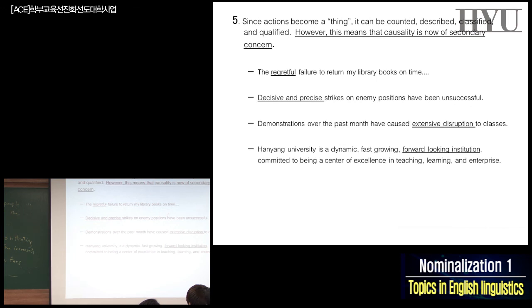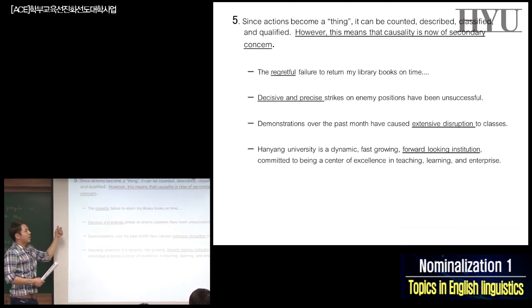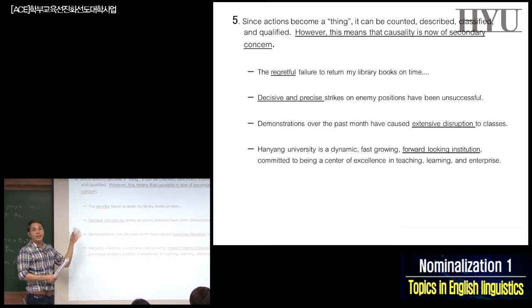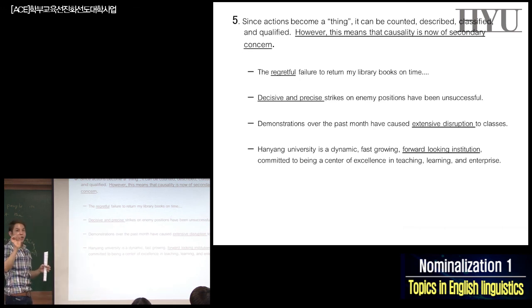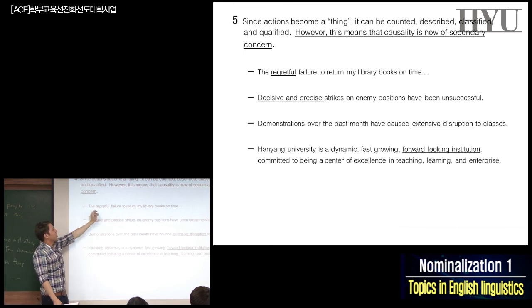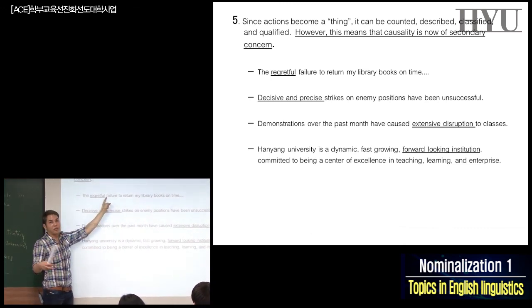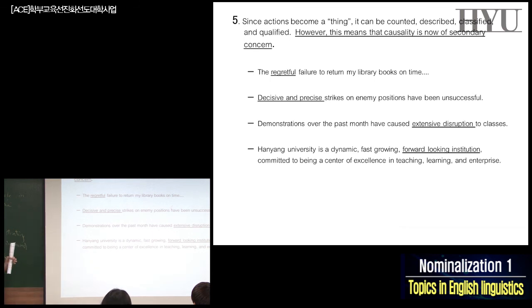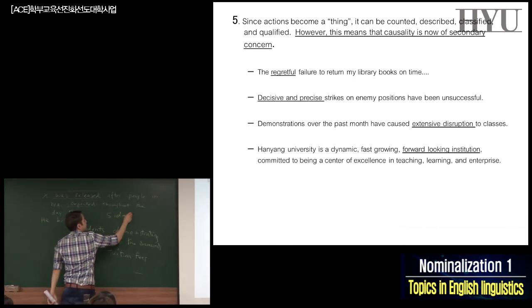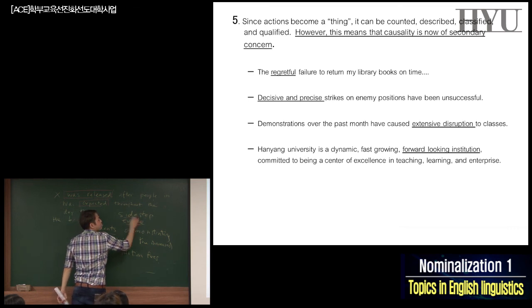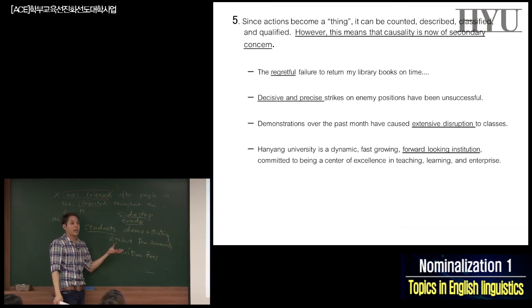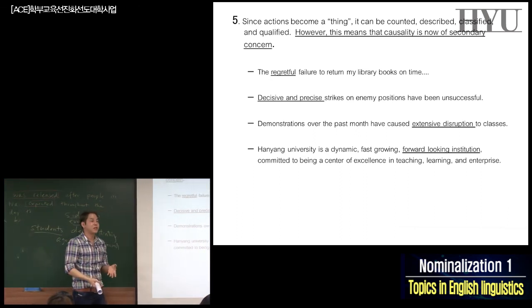Okay? And since actions can become a thing, it can be counted, described, or classified or qualified using adjectives. And this means that causality is of secondary concern, meaning you don't talk about the cause, you only focus on the effect. So like here, the regretful failure to return my library books on time, you can modify failure, from the verb fail, right, with this adjective and treating it like a thing, showing apology. But the person who says this is still sidestepping, evading the question of who should be responsible for it, indicating who might be the agent behind it, right? So the person is sidestepping the responsibility still.